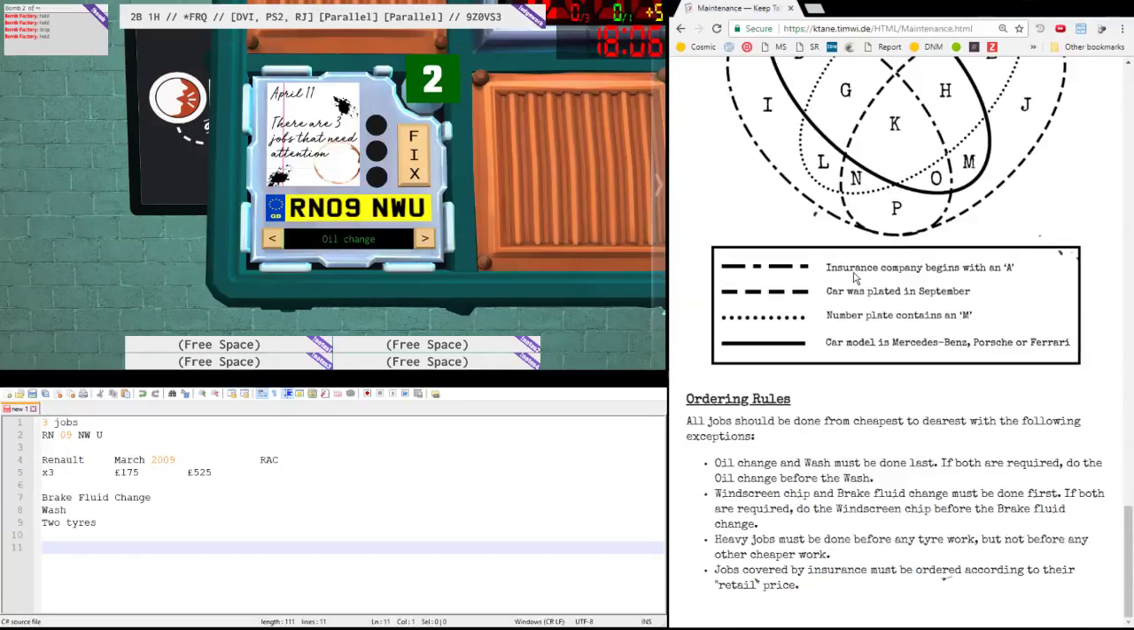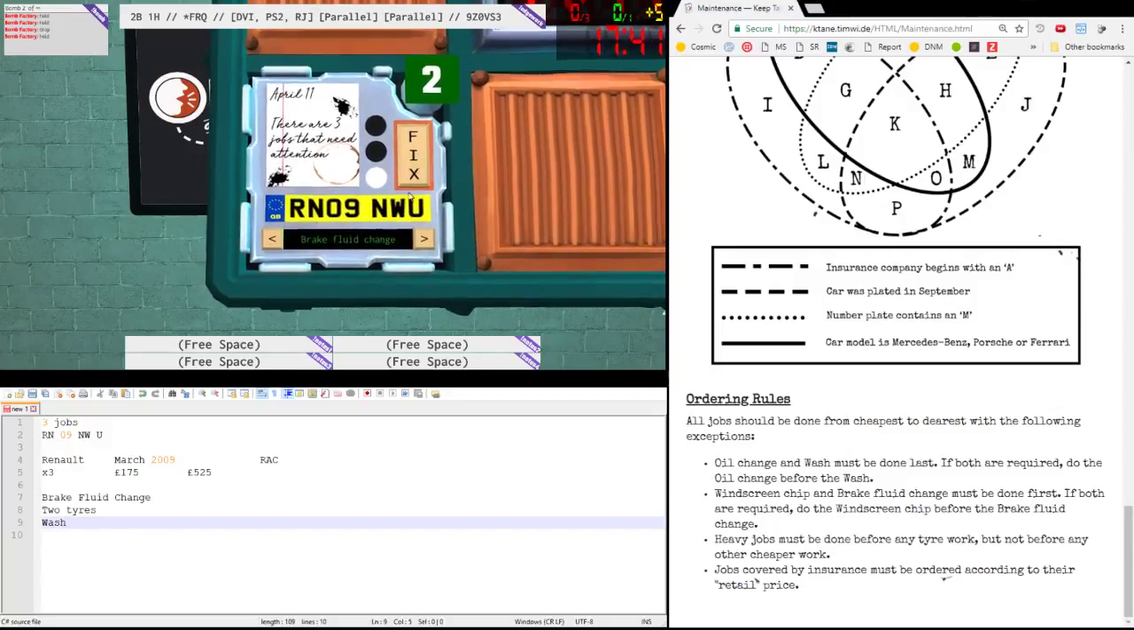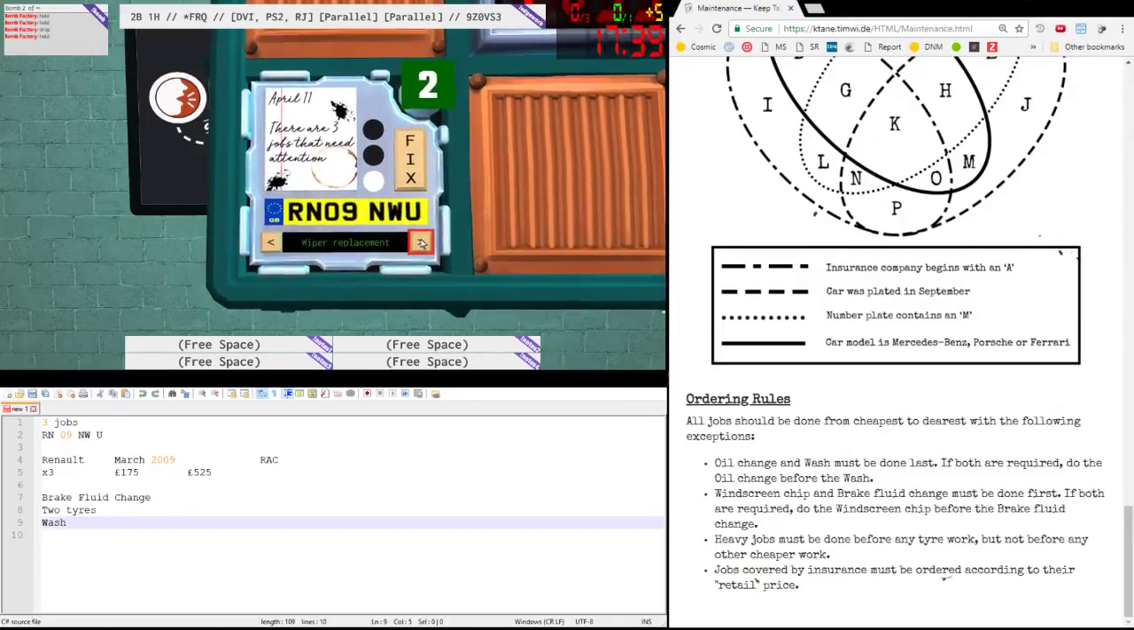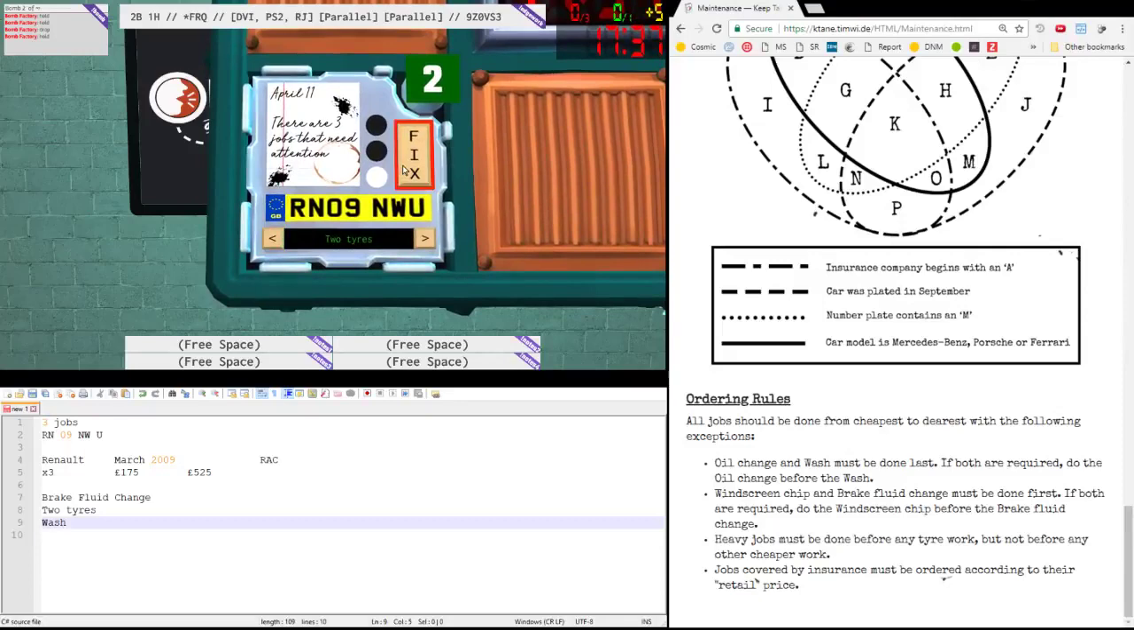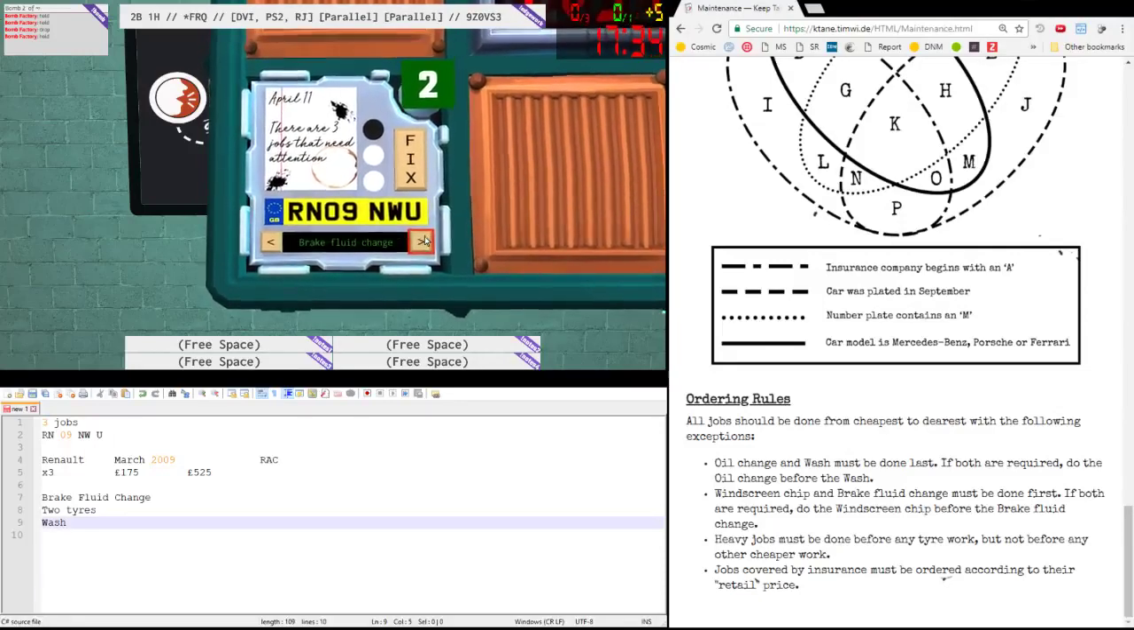Ordering, we kind of went over what order these should be in earlier. Per the first rule, oil change and wash must be done last. So this wash goes at the bottom. Per the second rule, brake fluid must be done first, so that stays up at the top. And so that's going to give us this order. Brake fluid change, 2 tires, wash.